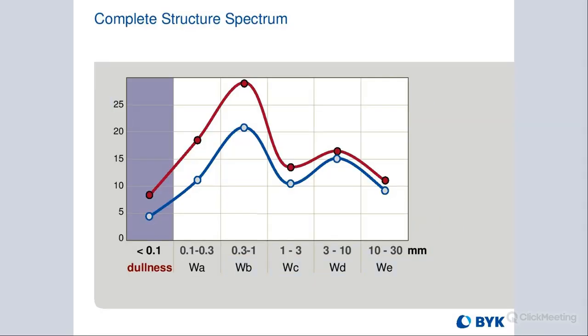So now we have the complete structure spectrum, DU through WE. And looking at the full structure spectrum gives us a lot of ways to improve our appearance and modify our process to make sure our appearance is getting better or remains the same.